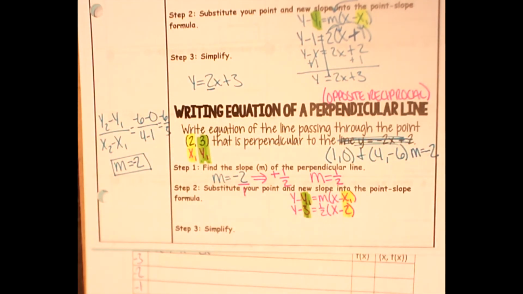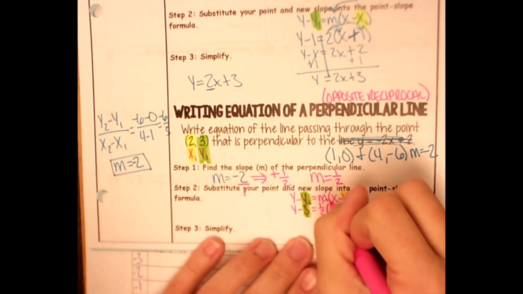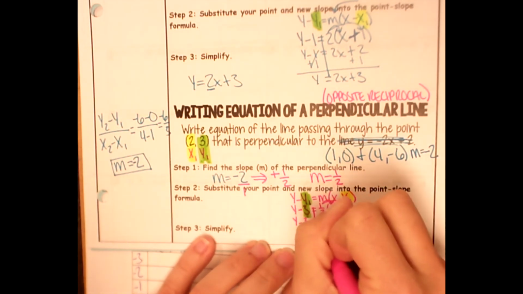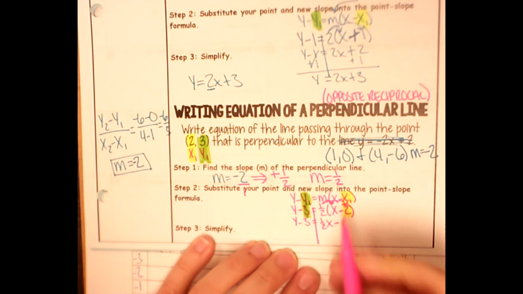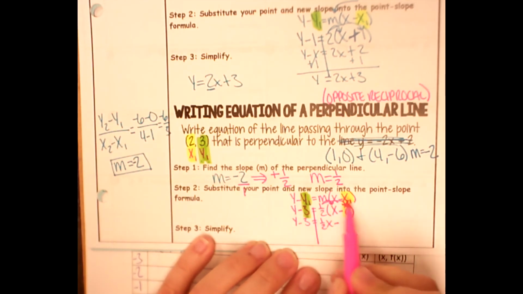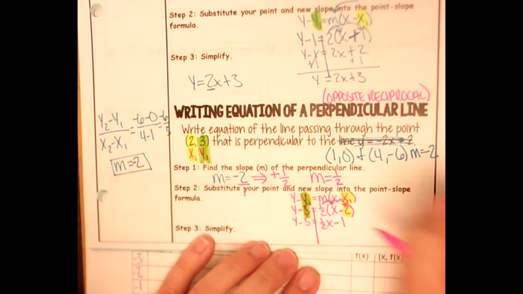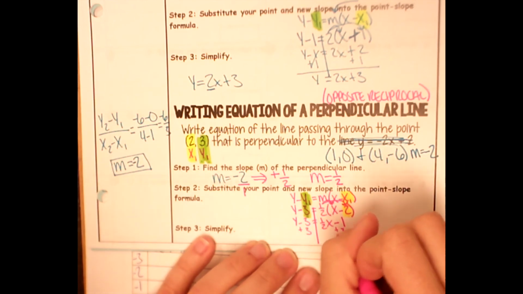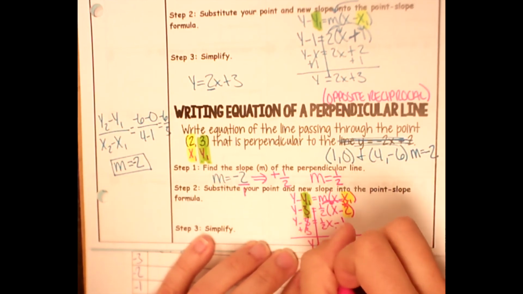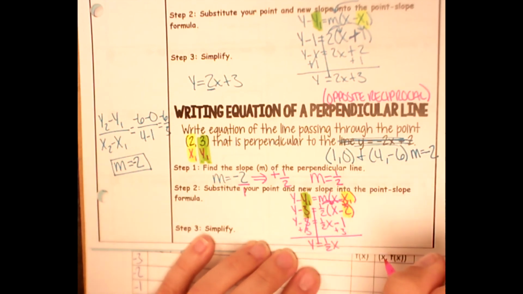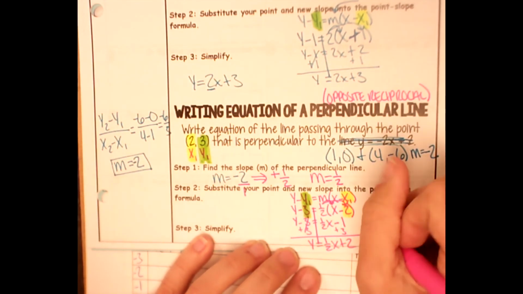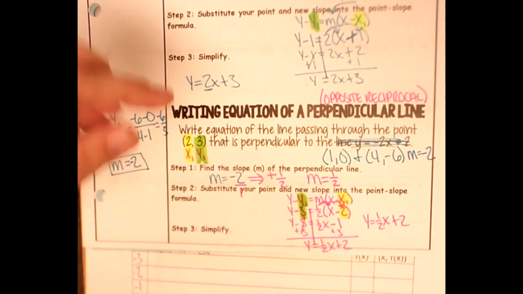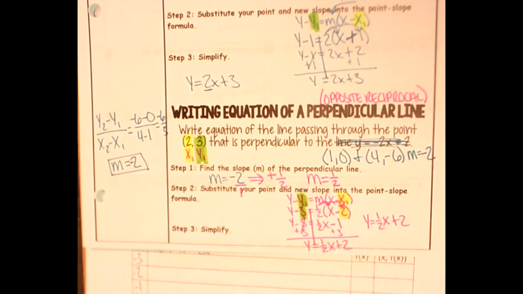That's step 2. Step 3 is you simplify. So you have to distribute your fraction. Bring down y minus 3 is equal to 1/2 x minus, if you need a calculator, use it, but 1/2 times 2 is 1. So I'm going to say 1/2 x minus 1. Add 3 to both sides. Y is equal to 1/2 x plus 2. That is a perpendicular line to the line passing through those points right here.